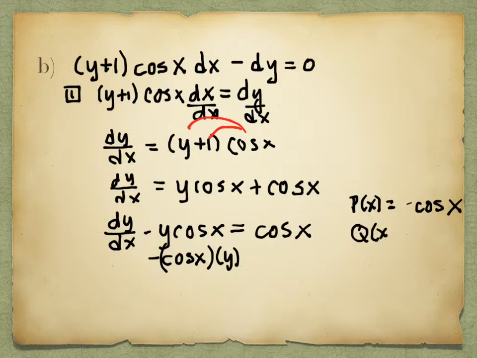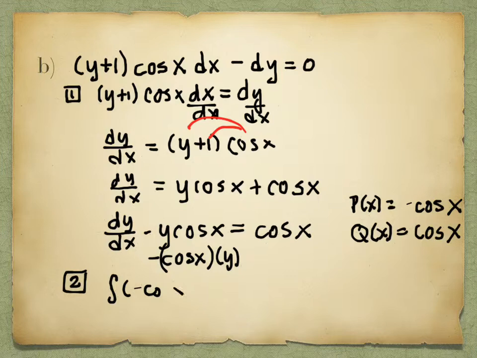What then is q of x? Cosine x. It's what's on the right-hand side, yeah? Okay, so see if you can tell me without looking, what's step 2? Close. Antiderivative. And of what? Yes, the p of x value that we just identified. So step 2 is to take the antiderivative of, in this case, negative cosine of x dx. So what is the antiderivative of negative cosine of x?